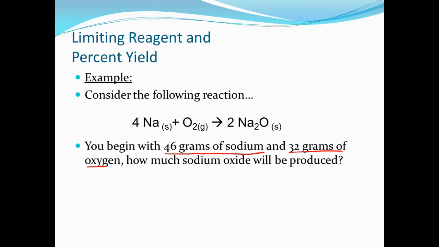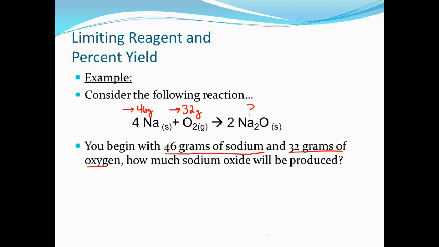Now notice this is way different than the other stoichiometry problems you've done up to this point, because now we have 2 masses. We're saying we've got 46 grams of this and 32 grams of this, and we want to know how many grams of sodium oxide we're going to produce. So which one, the 46 grams of sodium or the 32 grams of oxygen, is going to be the limiting reagent, meaning what's going to limit the amount of product that is produced?